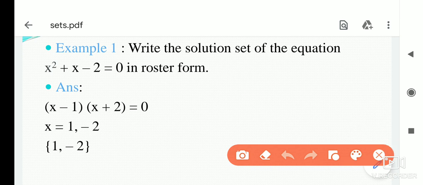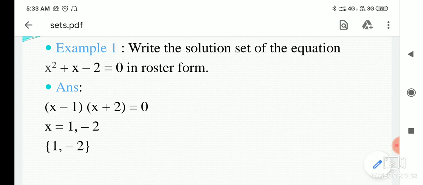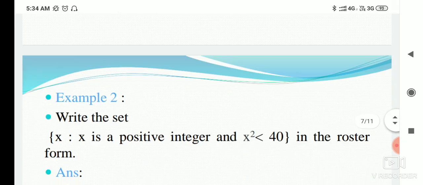So you can represent this set in a curly bracket. You can write a equal to 1 comma minus 2. So this will be the set of the solution for this quadratic equation. Okay friends, this first example is a simple one. You have to just find the solution for the quadratic equation and write those solutions in a curly bracket: 1 comma minus 2. So this is in tabular form.